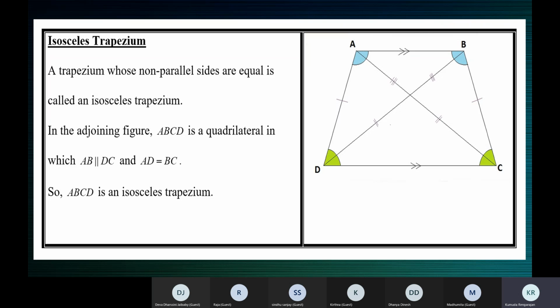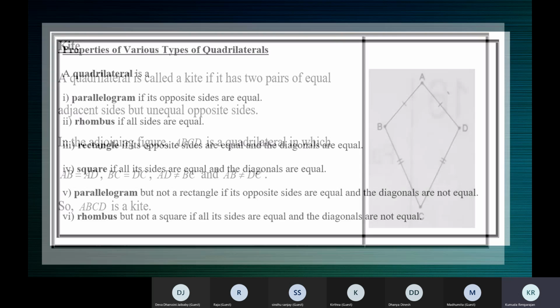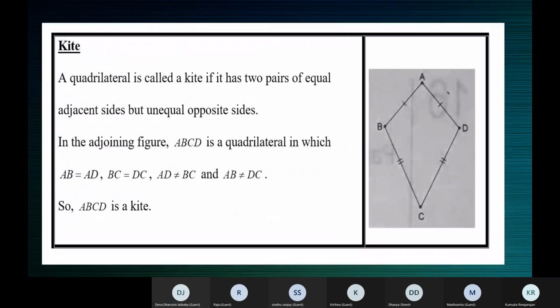So in an isosceles trapezium, the non-parallel sides are equal. It has one pair of parallel sides, AB is parallel to CD. The non-parallel sides AD and BC are equal. So it's an isosceles trapezium. That's all. With this, we'll get into the exercise. I think we can start the exercise only in the next class.